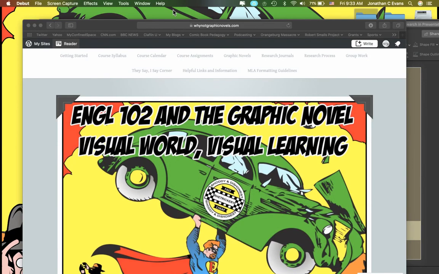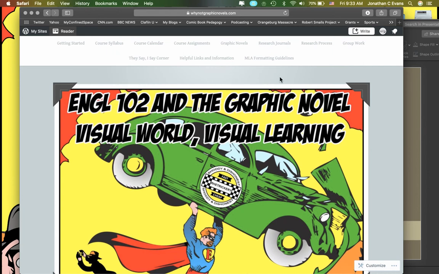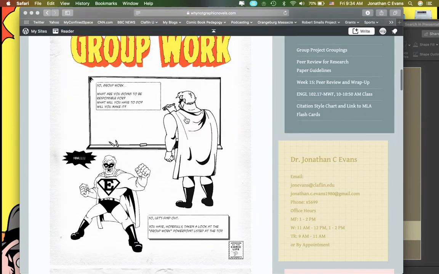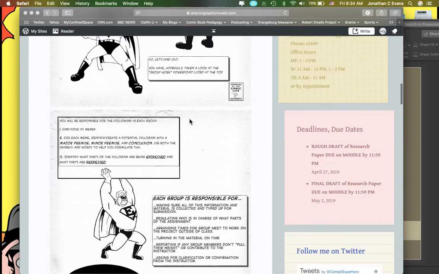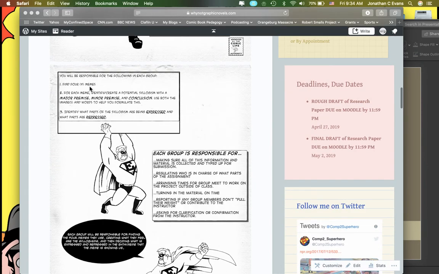All right, let's take a look back at our group work assignment and get a quick reminder of how this is going to work. I'm going to click on the group work tab here and scroll down. You'll see that I have a few things here, the information to grab for the group work. Keep in mind that your group is required to find 4 memes, and there is some breakdown of each group's responsibility right here.